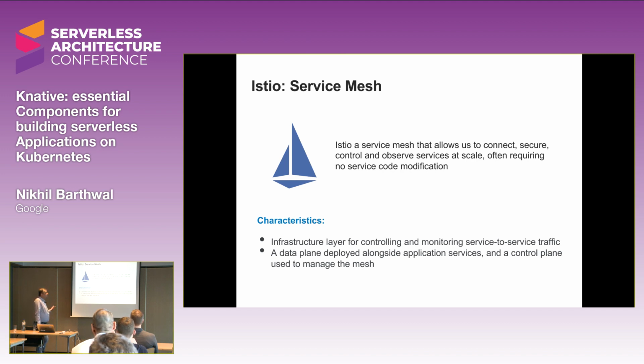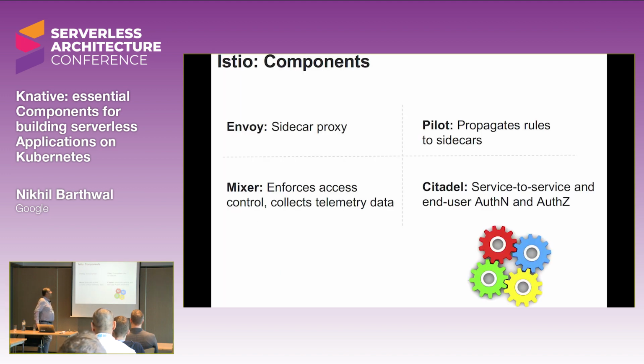I'll cover a little bit about the service mesh. Istio is a service mesh that allows you to connect, secure, control, and observe services at scale. It's basically a sidecar kind of thing that you attach. The primary characteristic of Istio is that it's an infrastructure layer, right? So it can control and monitor service-to-service traffic, and it's basically a data plane deployed alongside services. They use the term sidecar for Istio. The primary components of Istio: you have Envoy, the sidecar proxy; you have Mixer, which enforces access control; then you have Pilot, which propagates rules; and finally Citadel, for service-to-service authorization.